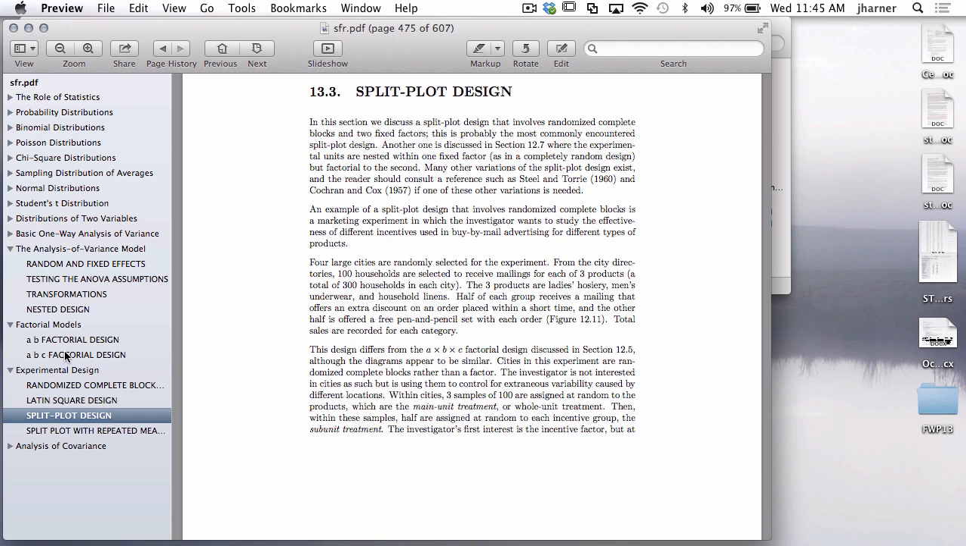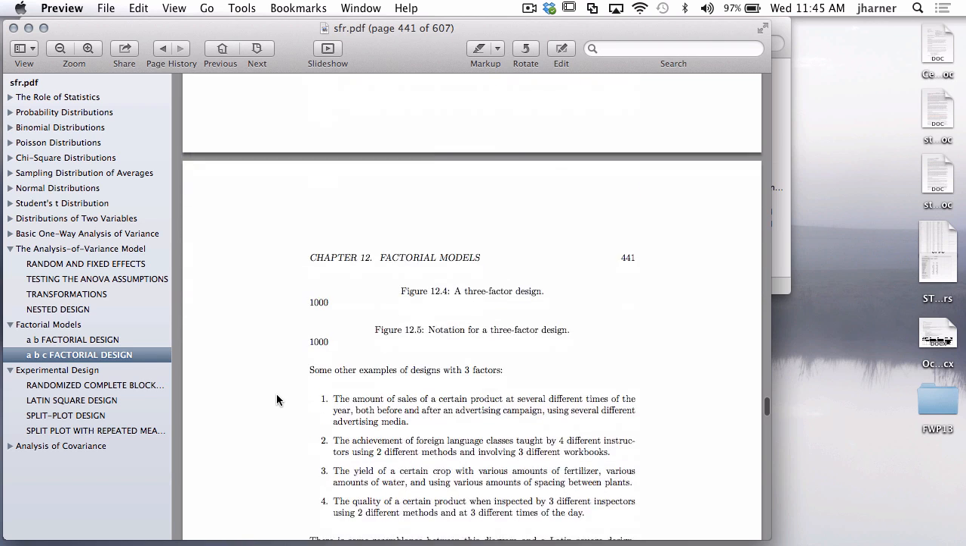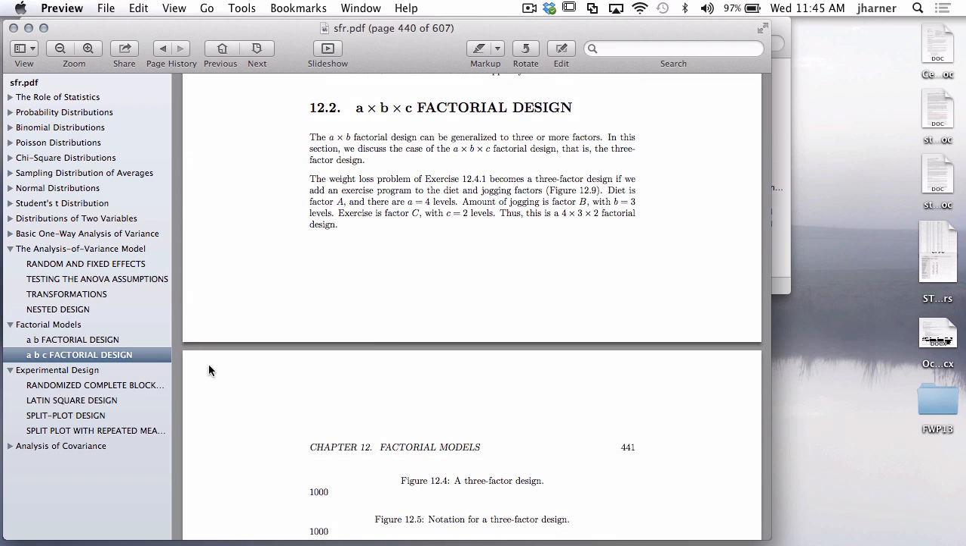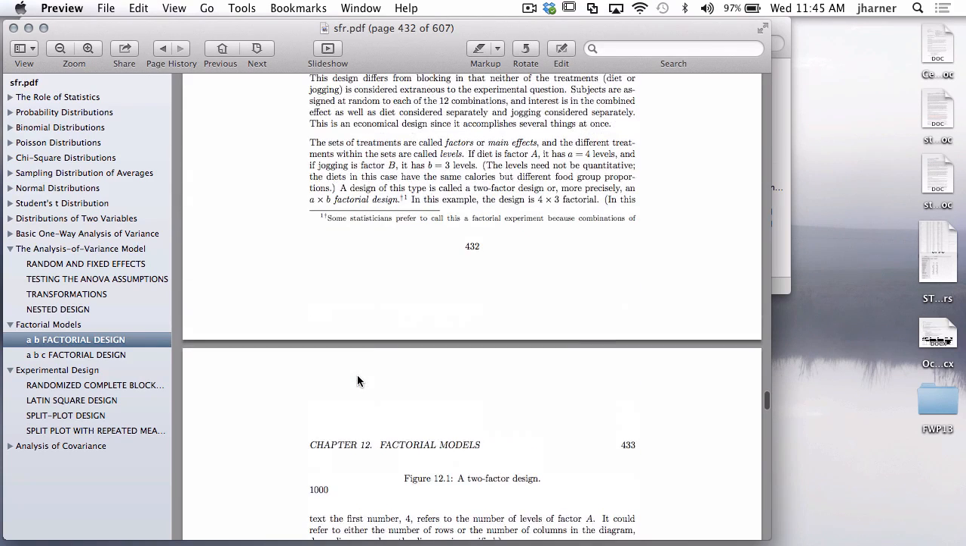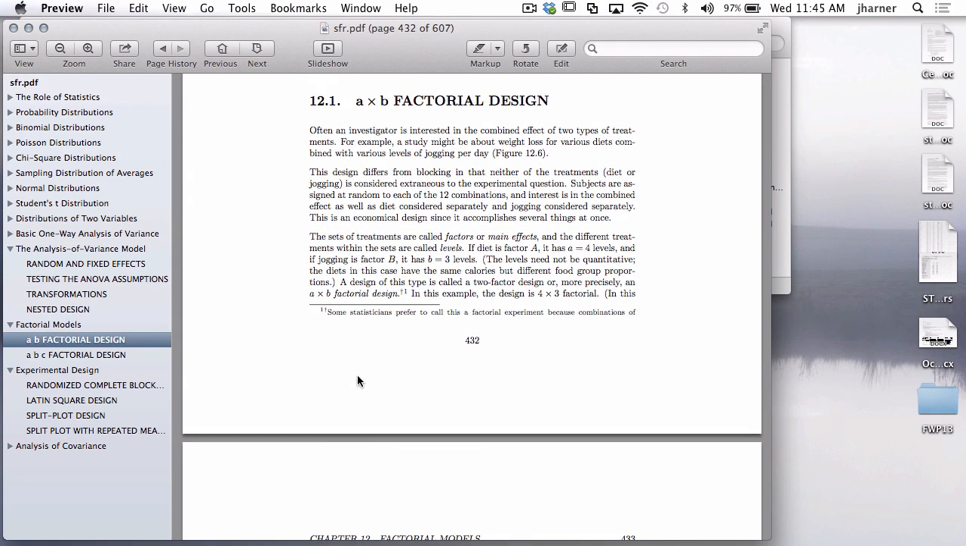At any rate, today I'm going to talk about the A by B by C factorial. And last time, just to review, we talked about the A by B factorial. By a factorial, we mean we have two types of treatments, A and B, and each have levels. They don't have to have the same number of levels. So you could have a 3 by 4, meaning A has 3 levels, A1, A2, and A3, and B has 4 levels, B1, B2, B3, B4. That forms a matrix that's 3 by 4. For the rows, you have A1, A2, A3, and for the columns, you have B1, B2, B3, B4, and then you have 12 cells.